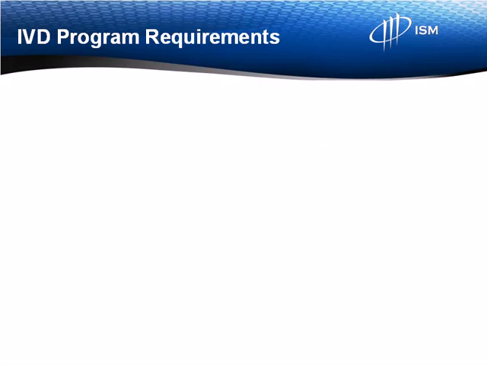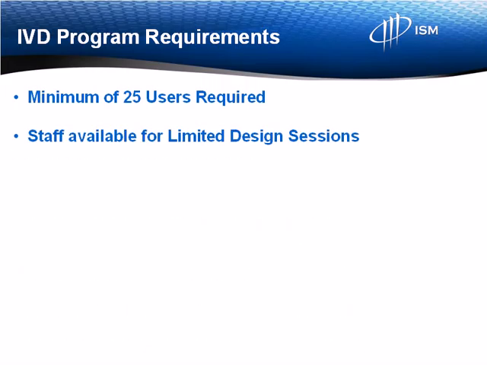Now, as part of the program, we require several key things. Number one, we require a minimum of 25 users. Now, this might be salespeople, it might be internal admin people, it might even be people that are not necessarily employees, but are part of what we call your partner network or your channel. So, as part of this program, we do require 25 users total, though.